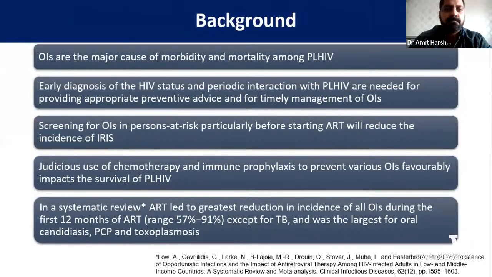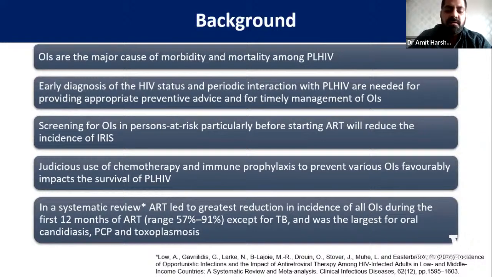Next slide, please. So talking about the background, I think we all are very much aware that when we talk about the morbidity and mortality among PLHIV, it is not majorly HIV per se, it is majorly because of the opportunistic infections involved, and that's the major reason for all the morbidity and mortality. So it is very important, as Dr. Chinmoyee already mentioned, that the early diagnosis of these opportunistic infections, screening of the opportunistic infections in the ART center, and usage of chemotherapy and prophylaxis to prevent the various opportunistic infections.